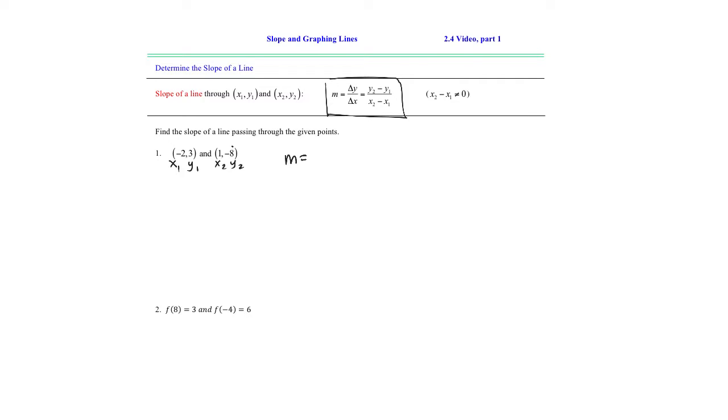Okay, so we look at where we got to for y, which is -8, minus where we started, -3. And then we do the same thing for x. Where we got to for x is 1, minus where we started, which is -2. And then we've got -8 minus 3 on the numerator, so that's -11. And 1 minus a -2 would be 1 plus 2. So our slope here is -11 thirds.